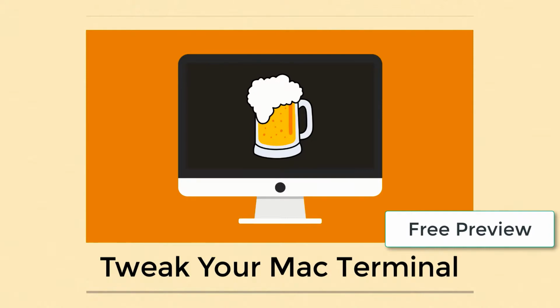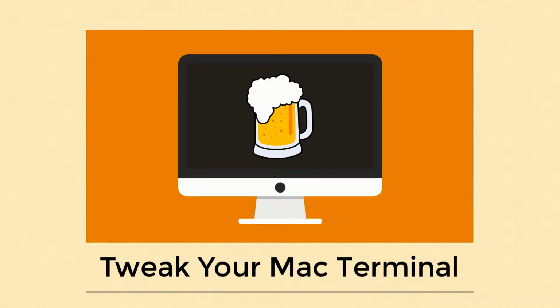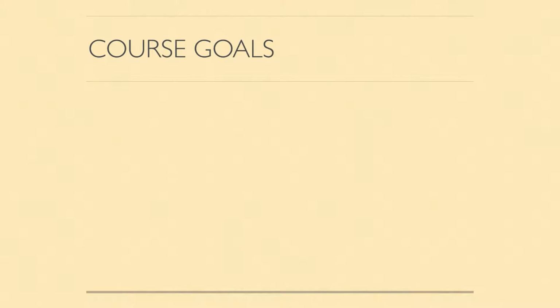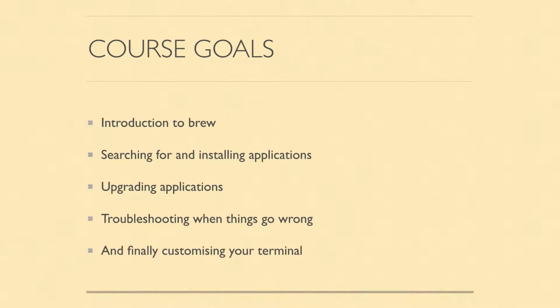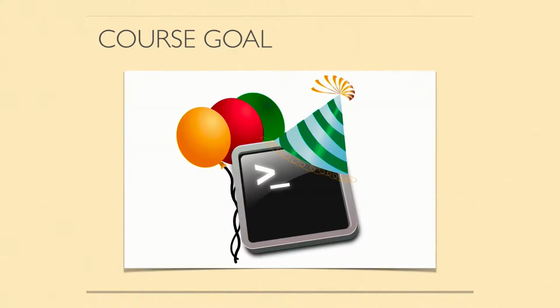I'd like to welcome you to my introductory course called Tweak Your Mac Terminal. Some of the things we're going to go over is to introduce you to Brew, how to use Brew to search for and install applications, how to upgrade applications with Brew, troubleshooting when things go wrong, and finally we're going to be customizing our terminal with some ideas. In this course I'm going to walk you through the process of installing Brew all the way to the end result of having your terminal customized. The goal of the course is that you'll be able to make your own customizations with the skills that I teach you.